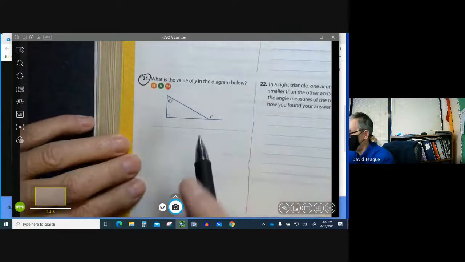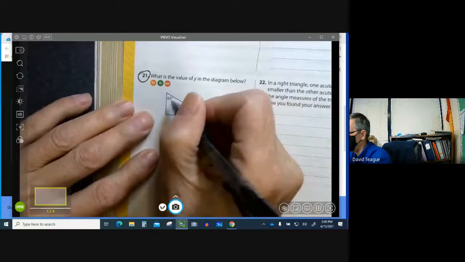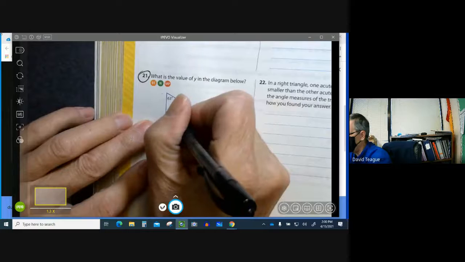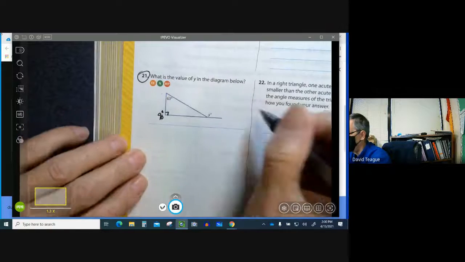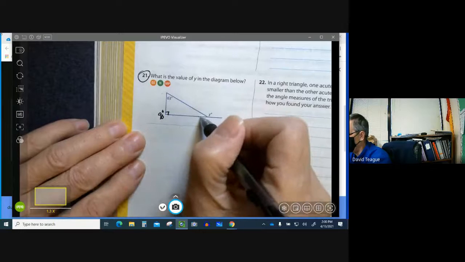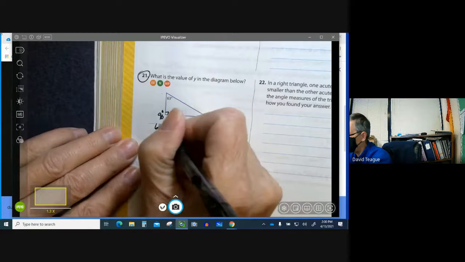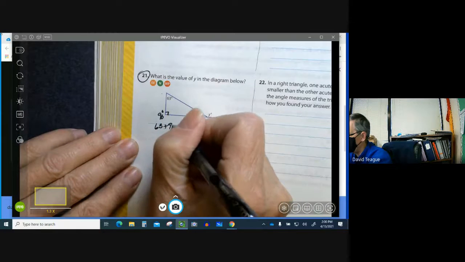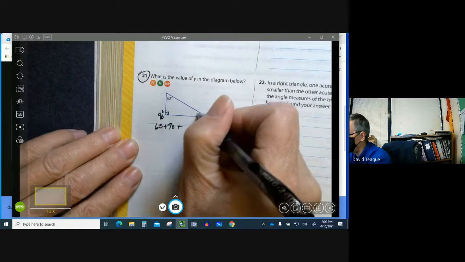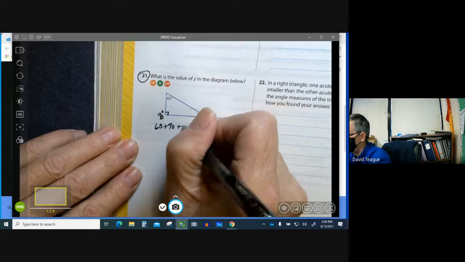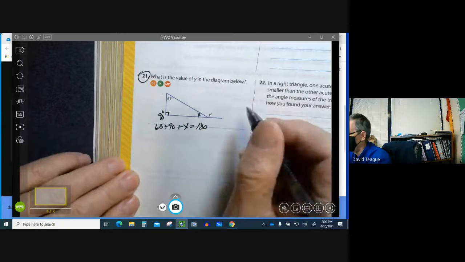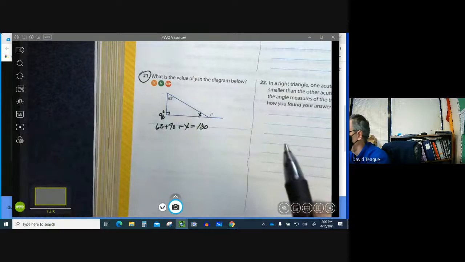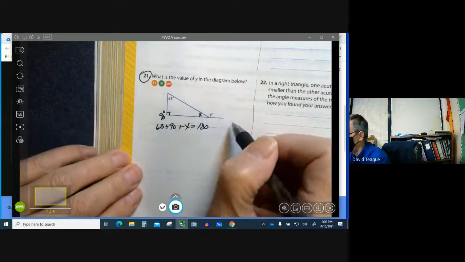So let's look at what we got. We got 63 degrees. We have a right angle, which is 90 degrees. Okay. We know we can find this angle, right? Because that's 63 plus 90 plus this, we'll put an x there, plus x is equal to 180 degrees. So you can find x, but that doesn't help you find this.